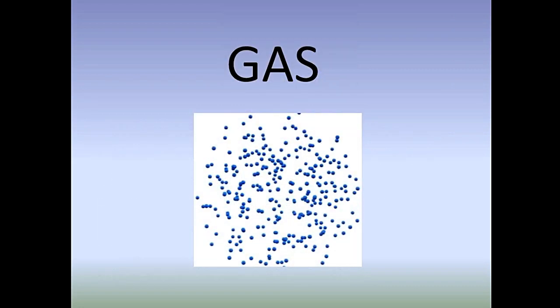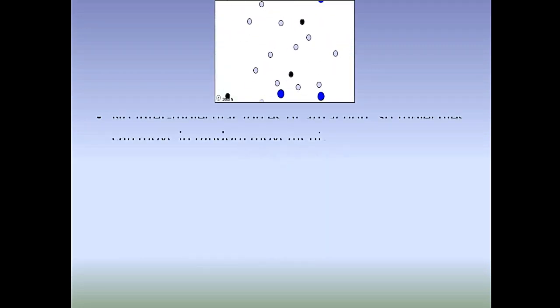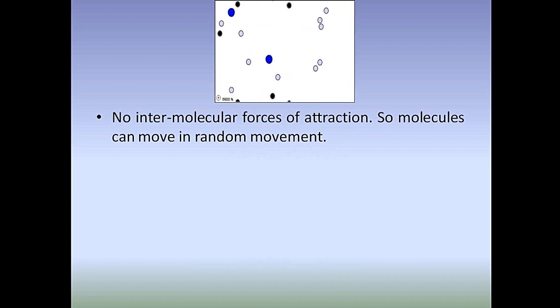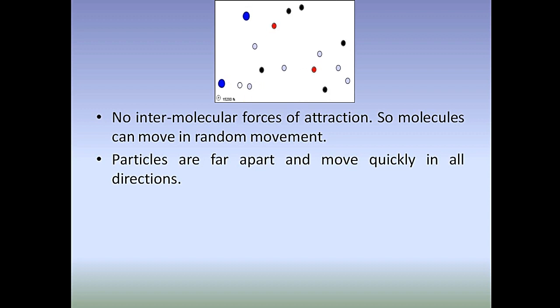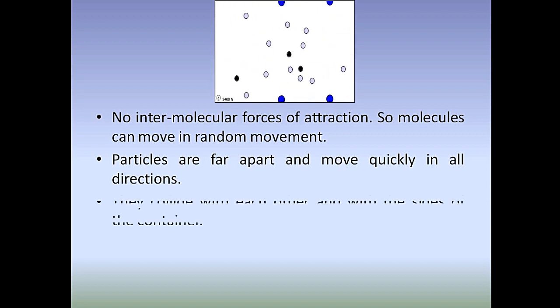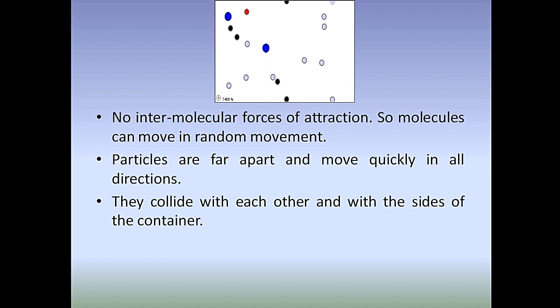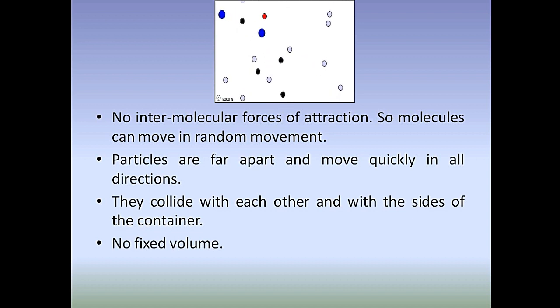Next, properties of gases. Gases have no intermolecular forces of attraction between their particles. Due to that, particles are far apart and move quickly in all directions. Gas particles collide with each other and with the sides of the container. Because of the collisions, pressure is created inside the container. Gases have no fixed volume and shape.